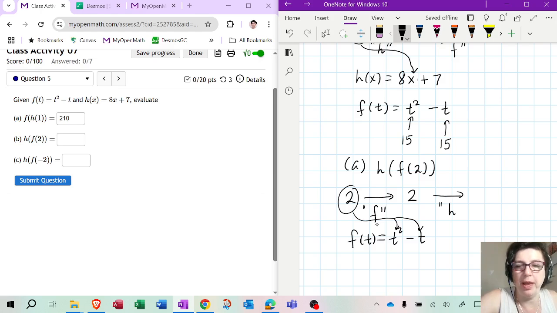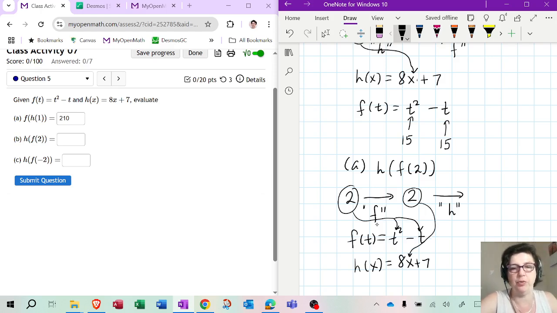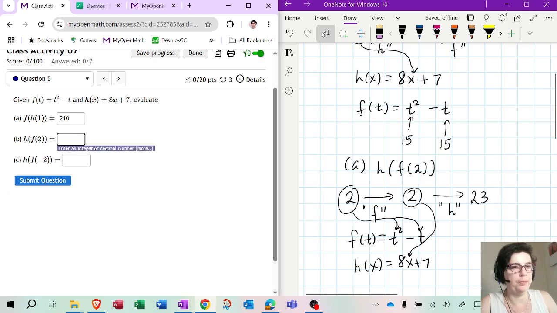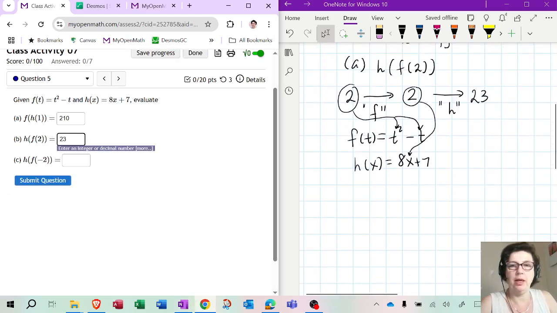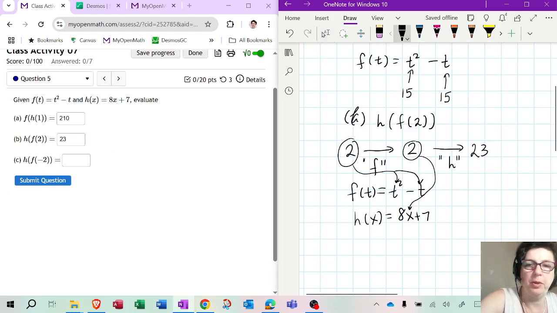And then we're going to apply the outside. So we are applying the h machine to that. Well, what is that? So h of x is 8x plus 7. So now we want to take this answer and replace x with that answer. So this would be 8 times 2, which is 16, and then plus 7. So 16 plus 7 would be 23. So that would go in here. Okay, so the last step, by the way, this is part B, not part A.